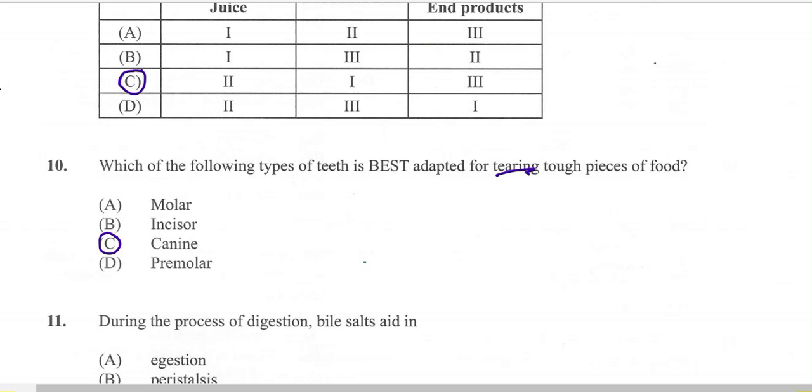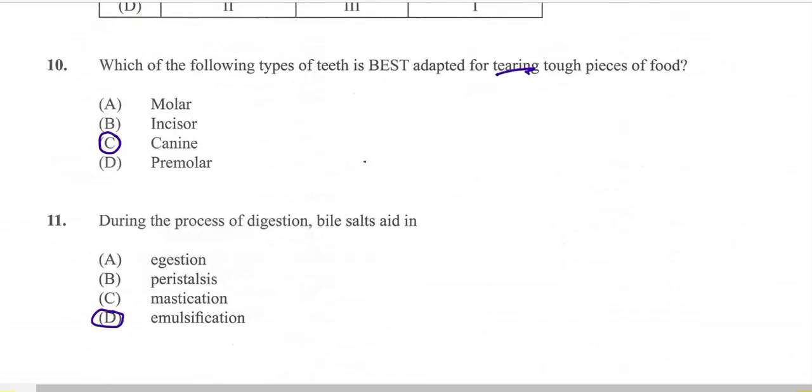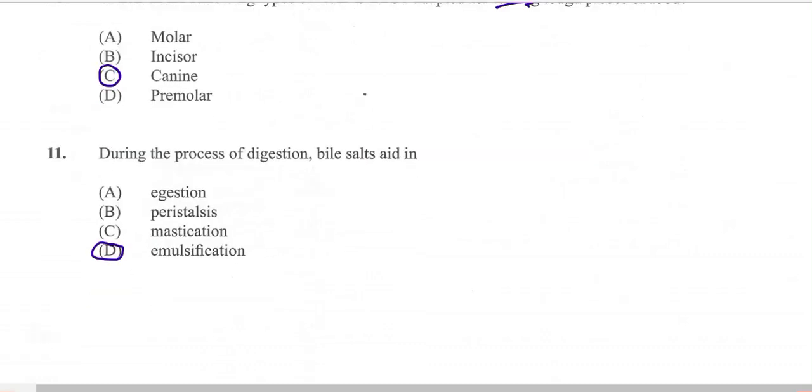Our next question is question number 11. During the process of digestion, bile salts aid in. Bile is responsible for emulsifying fat. So here our answer is going to be D for 11. D, and it is circled there nicely for you.